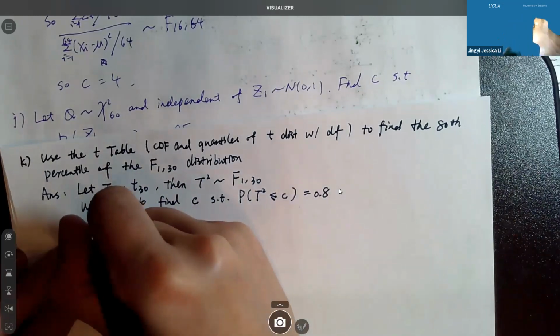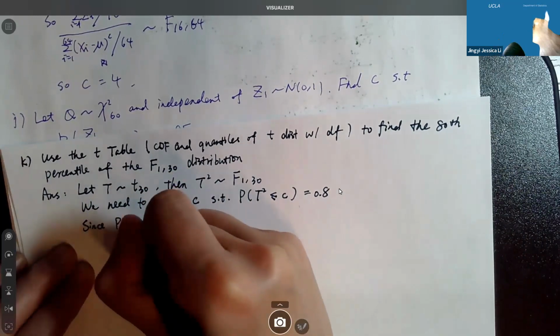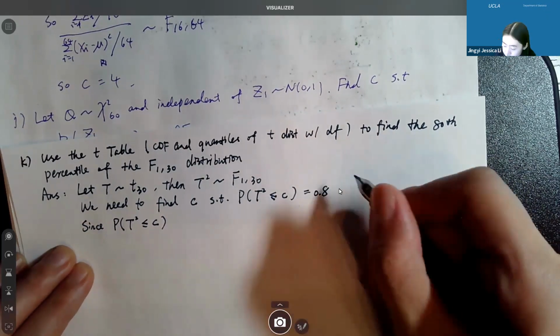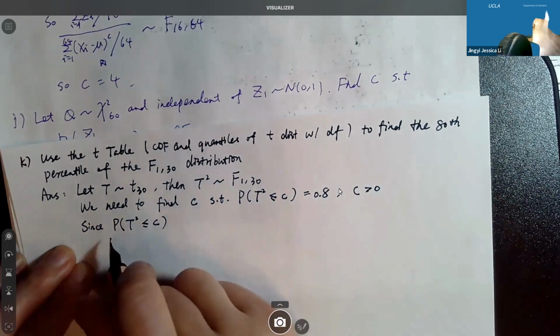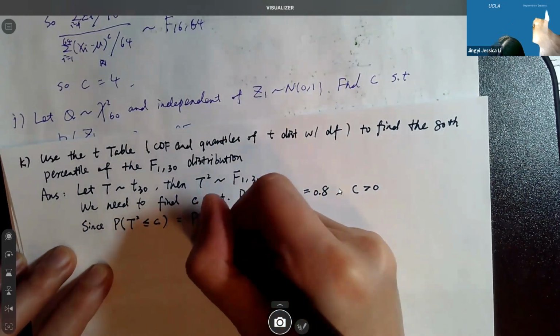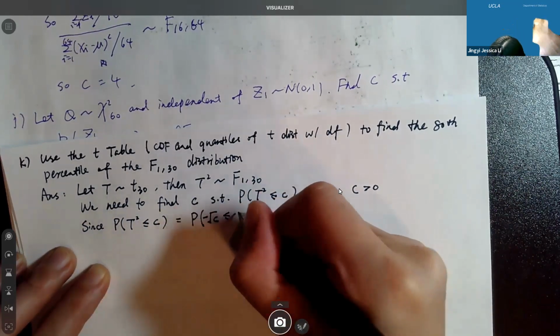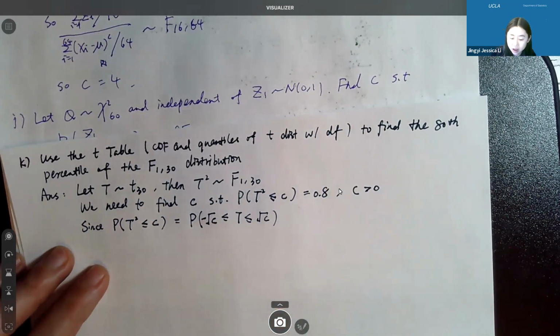Since T squared is non-negative, we know for sure that C is positive. So this probability is equal to the probability that T is between negative root C and positive root C. And now we are going to use what we called the t table to find this.